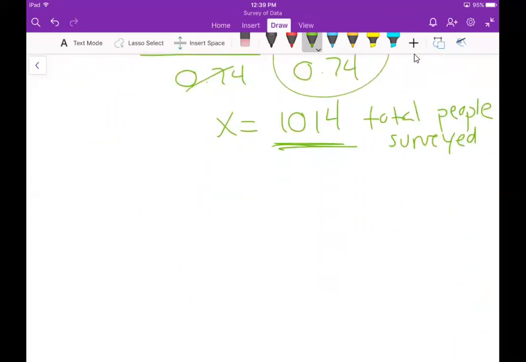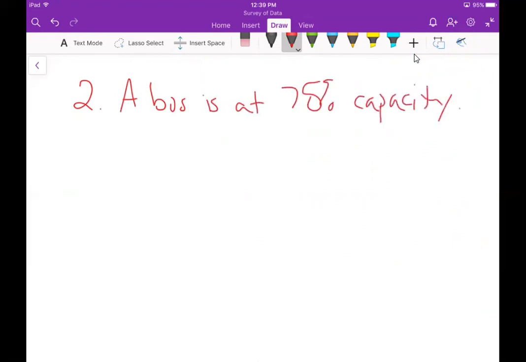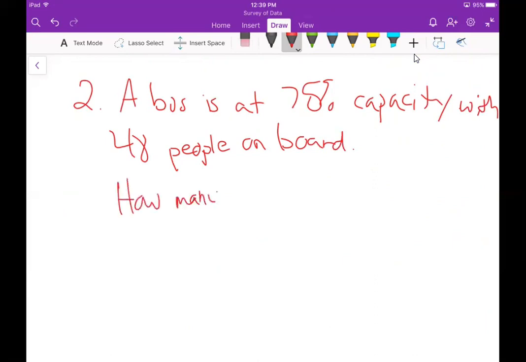Okay, so see if you can try that again. You're also going to get more practice on the homework and in your activity, but I want to try to go over one more here. So this one says that a bus is at 75% capacity, with 48 people on board. Okay, we're at 75% capacity with 48 people on board. And I want to know how many people can the bus hold?